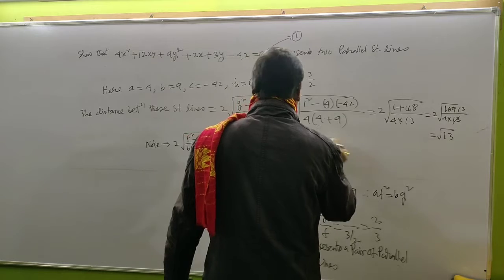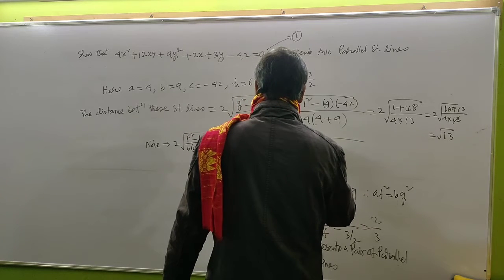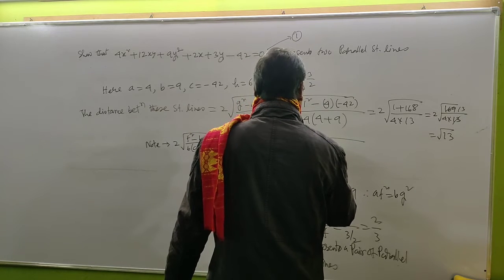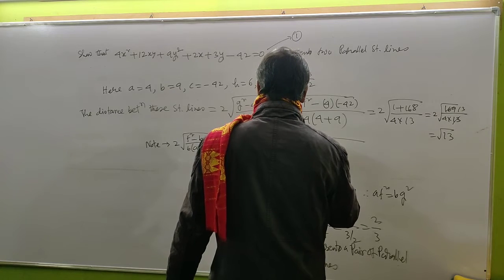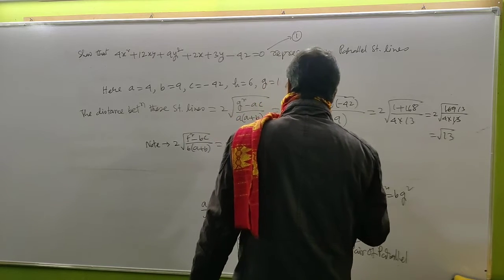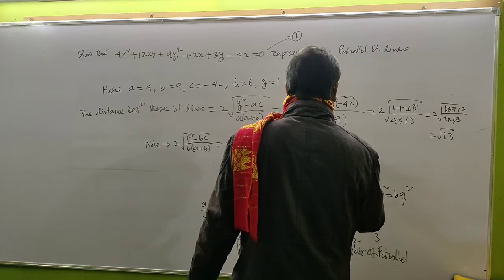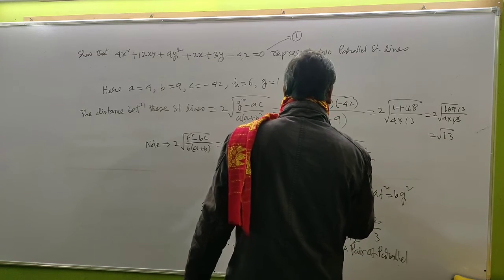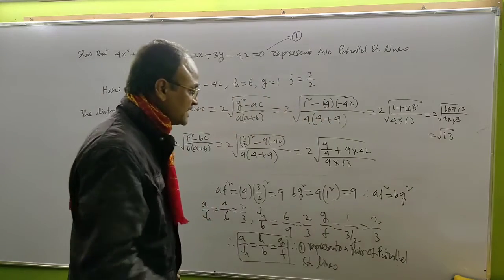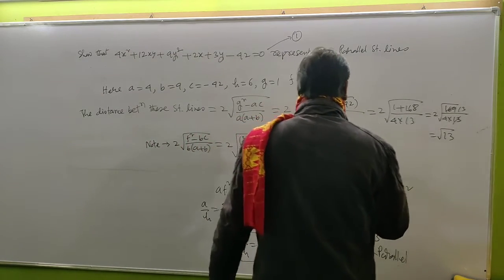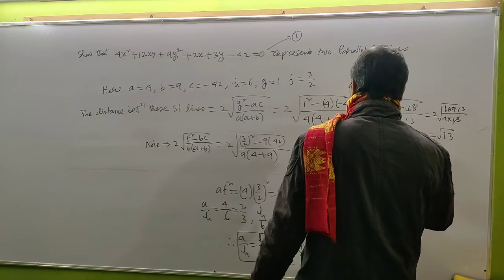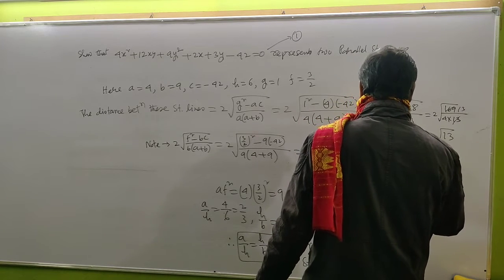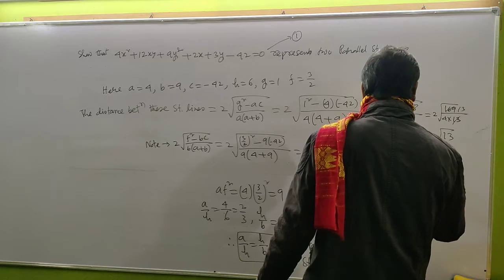This is equal to 2 into root of (9 by 4 plus 9 into 42) divided by 9 into 13. You may write like this. Now see, 9 will be cancelled. This is equal to 2 times root of (1 by 4 plus 42 divided by 13).